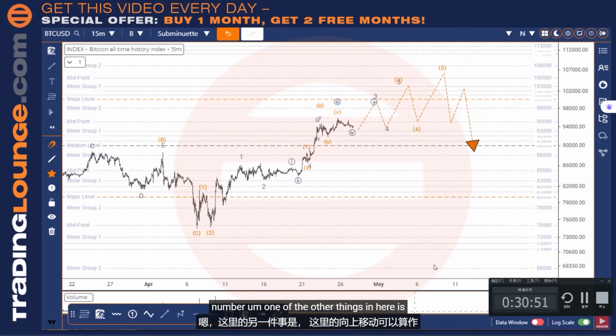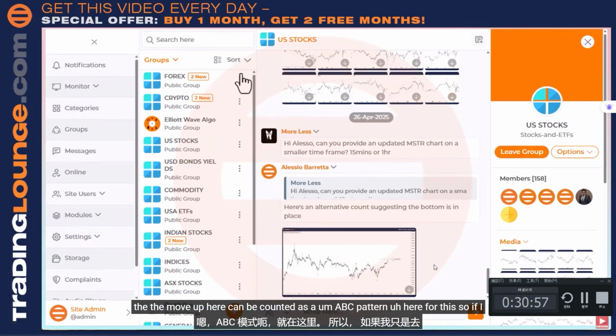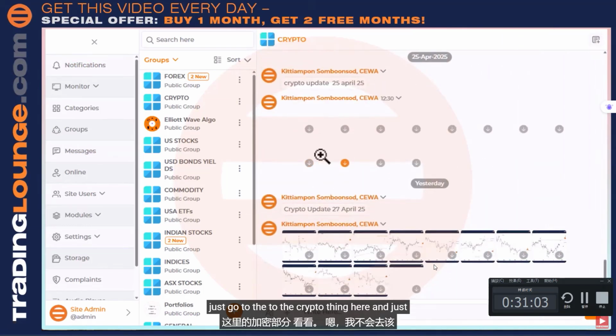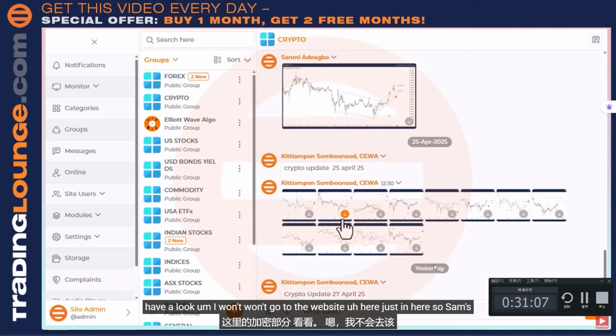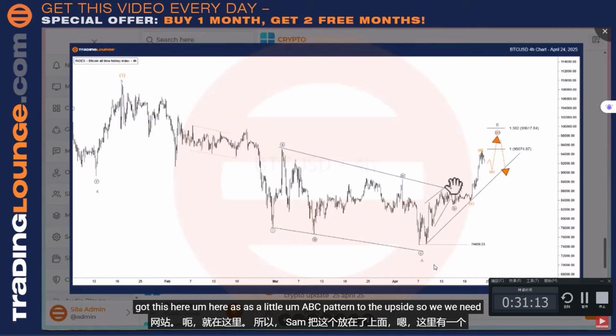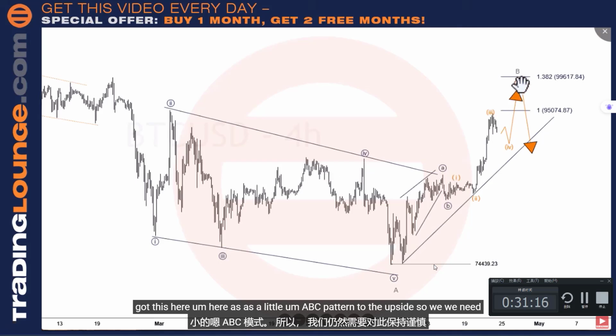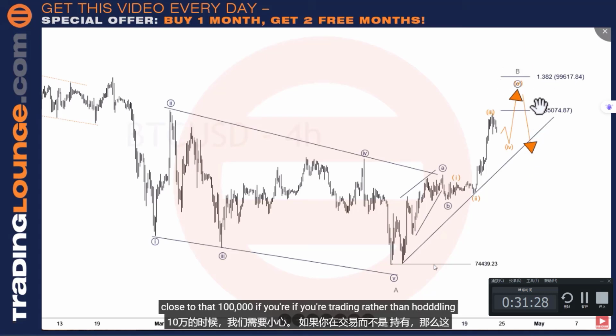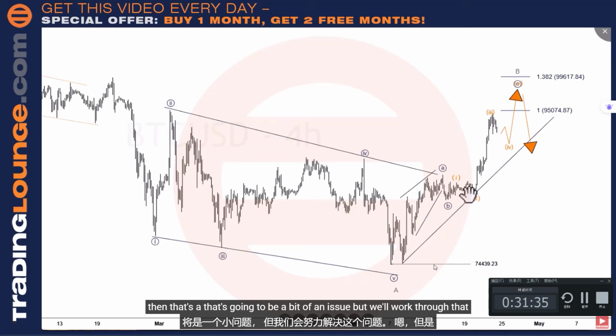One of the other things is that the move up here can be counted as an ABC pattern. So if I just go to the crypto thing here and have a look, I won't go to the website, just in here. Sammy's got this here as a little ABC pattern to the upside. So we still need to be cautious about this. It's great that we've got this count, and that would be the bearish count. So we need to be careful when we get close to that 100,000. If you're trading rather than hodling, then that's going to be a bit of an issue. But we'll work through that.